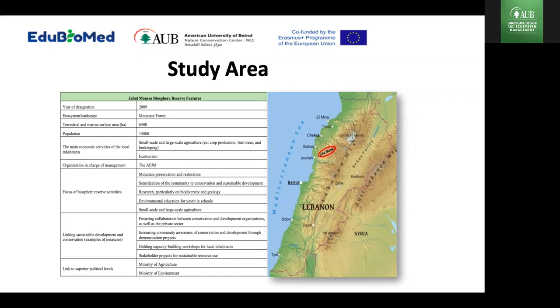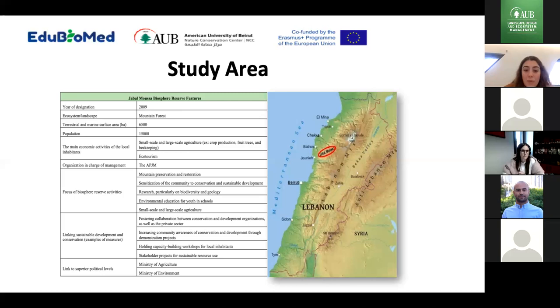The organizers and managers over there are basically the APJM team. The biosphere reserve mainly focuses on certain activities such as mountain preservation, sensitization of the community to conserve, and sustainable development. And we see a lot of small scale agriculture.